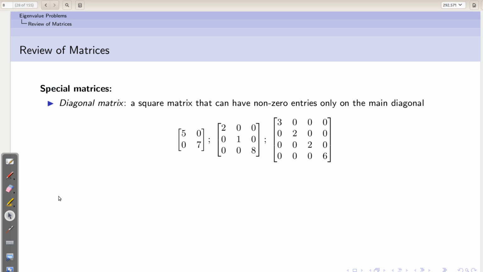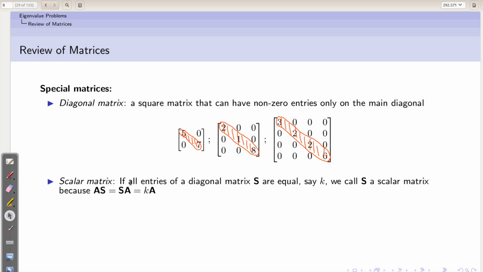Moving on, a diagonal matrix. A diagonal matrix is a matrix which can have non-zero entries only in the main diagonal; all other elements are zeros. You see, this is the main diagonal, we have non-zero entries. Similarly over here, this is the main diagonal, we have non-zero entries, everything else is zero. Then similarly over here, we have non-zero entries only on the main diagonal, everything else is zero.